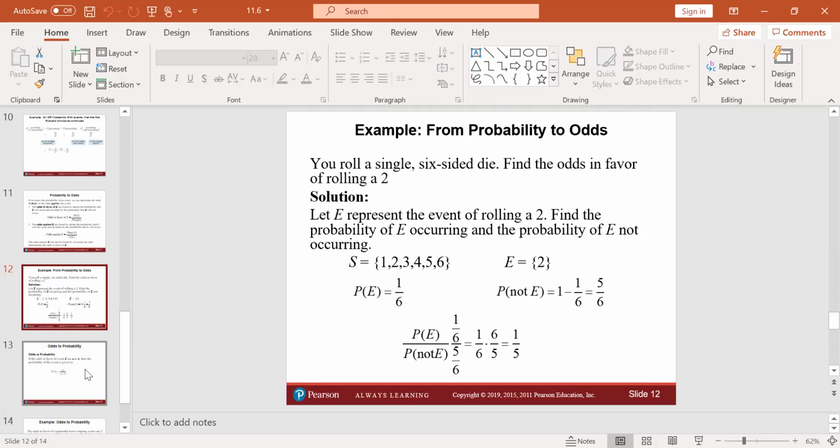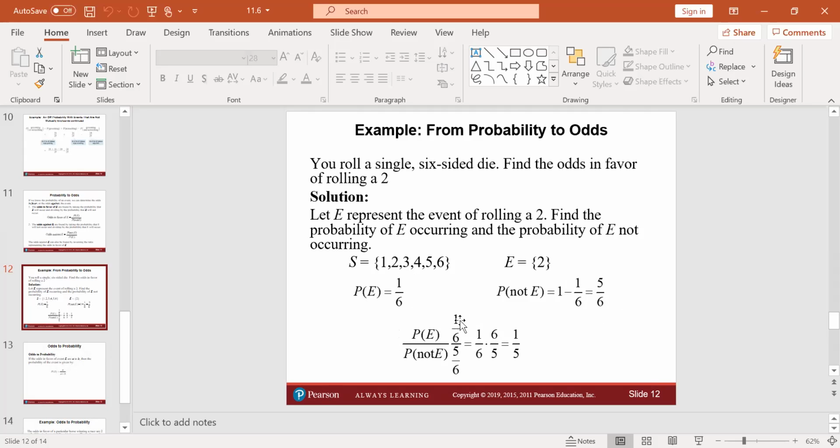So anywho, let's say you roll a single 6-sided die. Find the odds in favor of rolling a 2. Well, the probability of rolling a 2, there's only a 1/6 chance that you'll roll a 2. The probability against you rolling a 2 is 1 minus 1/6, the probability you do roll. So there's a 1/6 chance you roll a 2. There's a 5/6 chance you don't roll a 2.